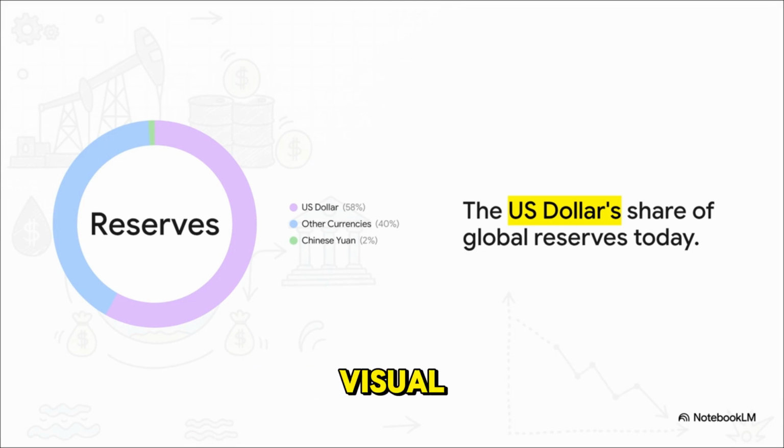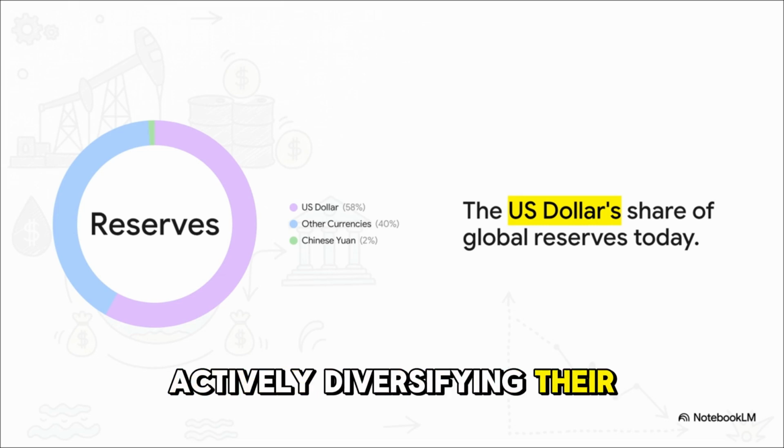Look at this visual. The US dollar used to sit at an incredibly dominant 72% of global reserves back in 2001. Today, it has fallen to under 58%. The Chinese yuan is small, sitting at just 2%, but hey, a decade ago, it was practically zero. The rest of the world is actively diversifying their safety nets.